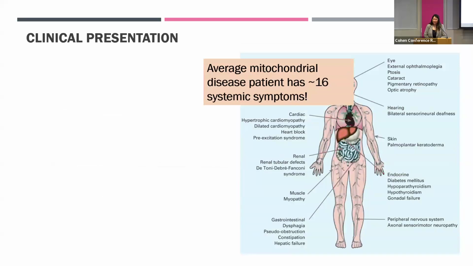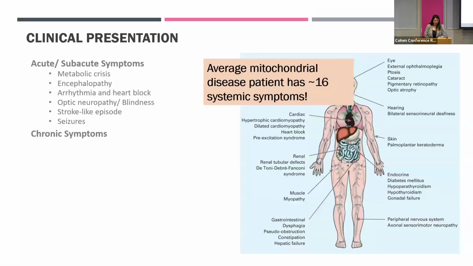Okay, so there's a patient-reported study actually out of CHOP where they surveyed patients and asked them to tell about all the symptoms that they have. And so the average mitochondrial disease patient reports about 16 systemic symptoms. So again, a really long clinic visit.